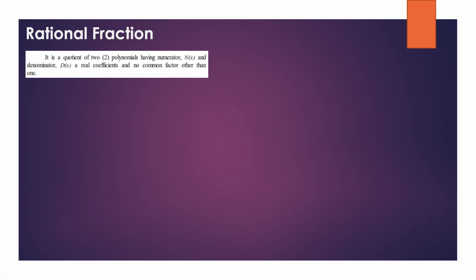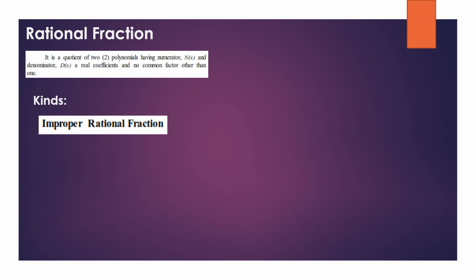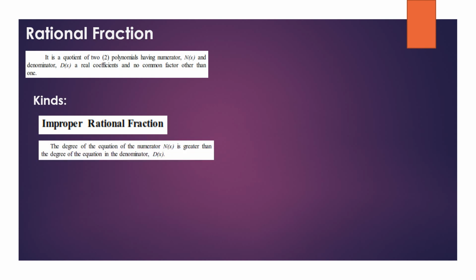No, but, again, since it is a fraction, okay, we have to know whether it is proper or improper fraction. So, again, 2 kinds of fraction. We have improper rational fraction. The degree of the equation of the numerator is greater than the degree of the equation in the denominator. Now, same thing as dealing with a fraction. We can say that the fraction is improper if the number on the numerator is greater than in the denominator. For example, 4 over 3. So, it is improper. To make it proper, we need to do the division method, or we have to divide, changing improper into a mix.